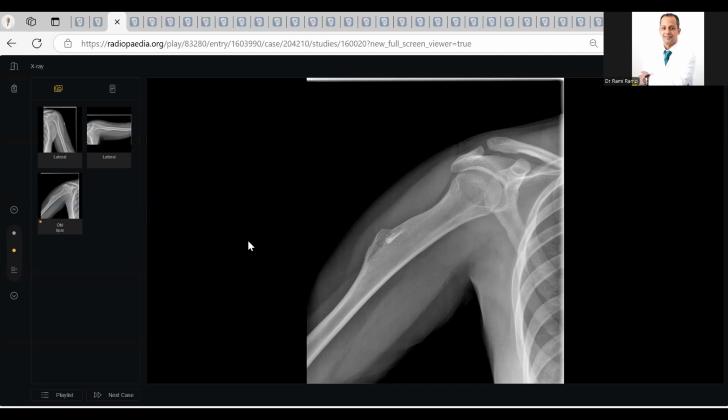It has some continuity with the medullary cavity. What's your differential? First I'm thinking of, because of the medullary cavity continuity and the outward projection, osteochondroma, sir.